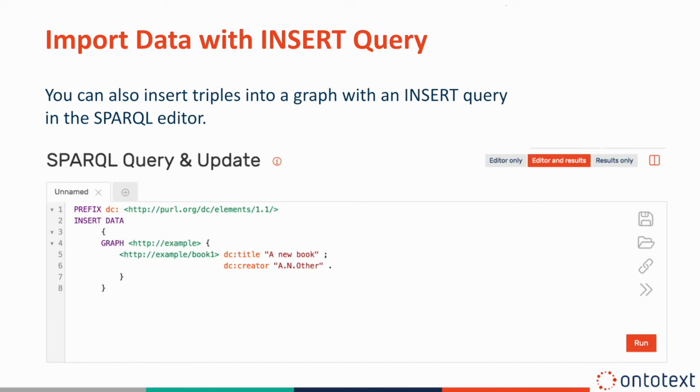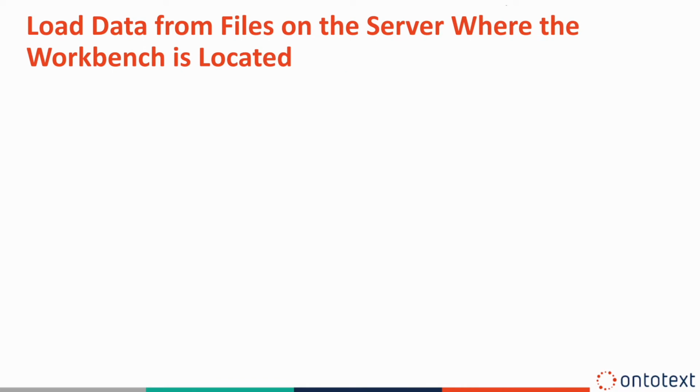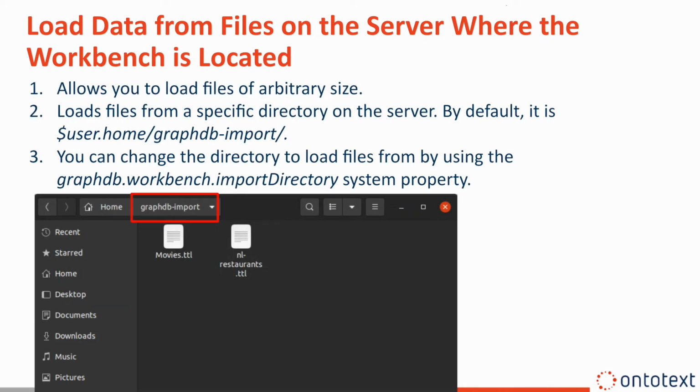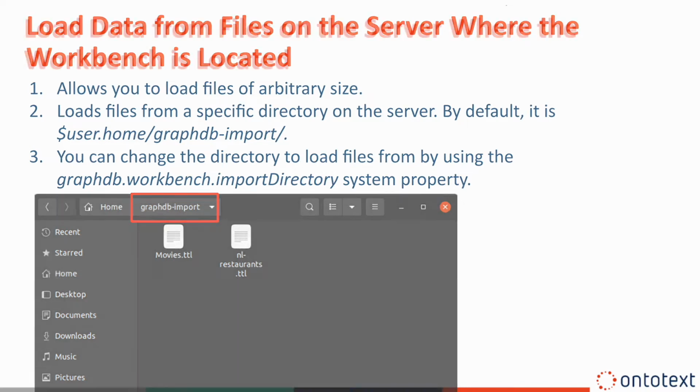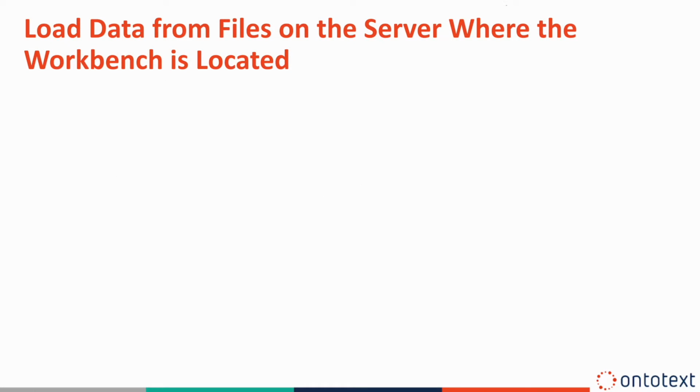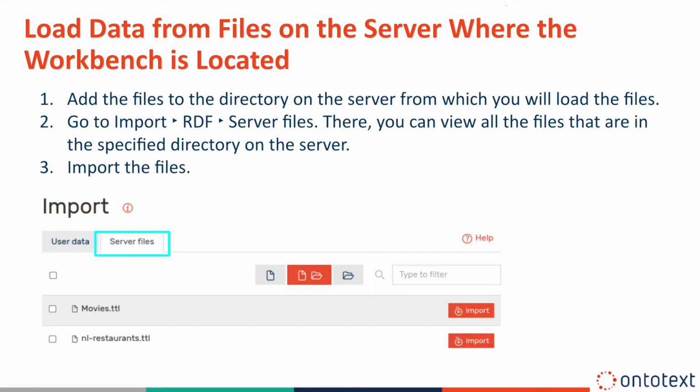You can load data from files on the server where the workbench is located. This allows you to load arbitrary size files. The files are loaded from a specific directory on the server. By default, it is $user.home/graphdb-import/. You can change the directory to load files by using the graphdb.workbench.importDirectory system property.